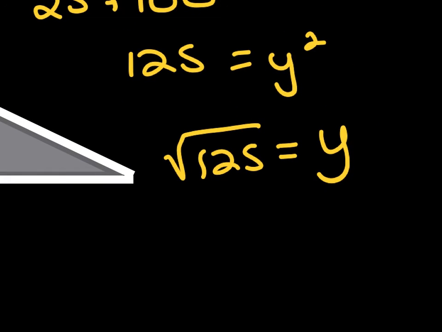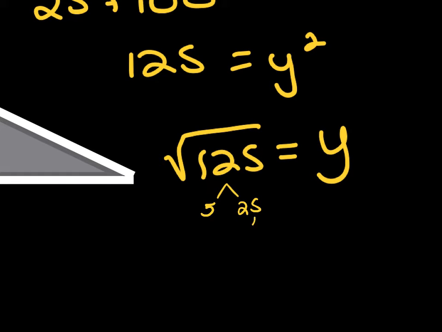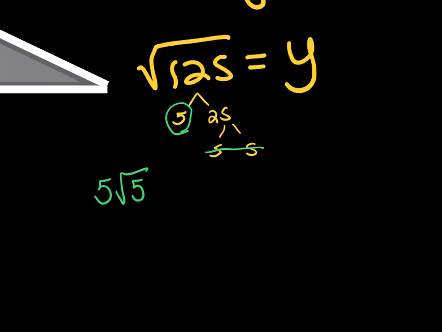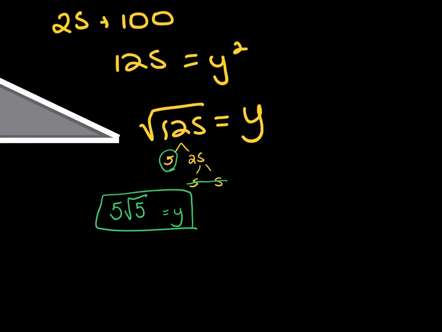Now, is 125 a perfect square? No. Right? I think it would be in between 121, which is 11 squared, and 144, which is 12 squared. But is this simplified? We don't know yet. We've got to break it down. So what number goes into 125? 5 and 25. What number goes into 25? 5 and then 5. Remember, for every pair of numbers, one of those goes to the outside of the square root. So I bring one 5 out by canceling those two, and what's left is one 5 underneath. So the exact answer is 5 root 5.